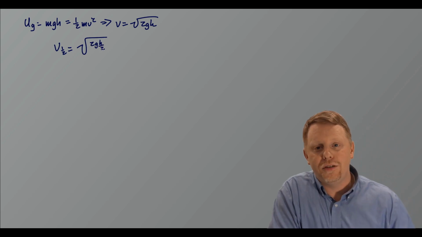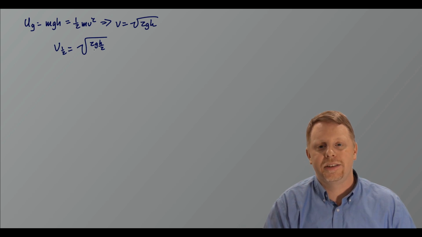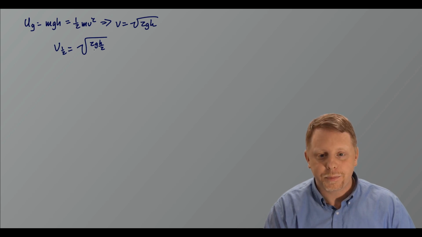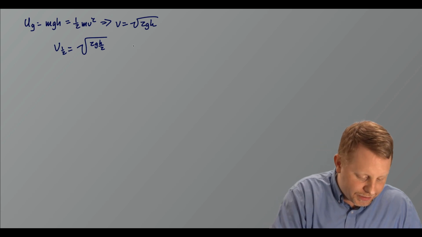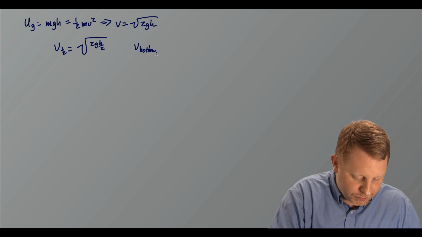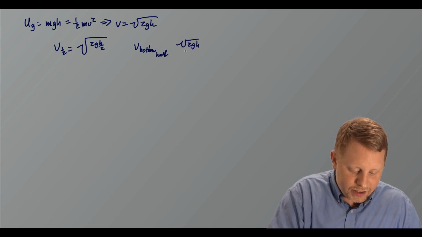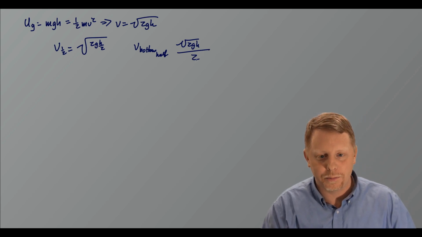Where this divided by 2 is inside the radical, because that was our gravitational potential energy that's converted into the kinetic energy. As opposed to the speed at the bottom, half of the speed at the bottom, let's call that speed-bottom-half, is going to be square root of 2gh divided by 2, where that divided by 2 is outside the radical.